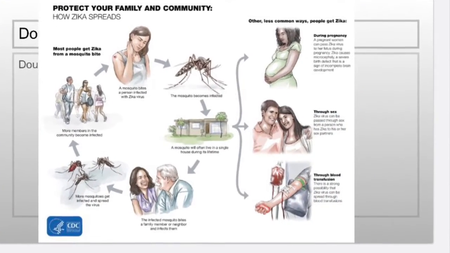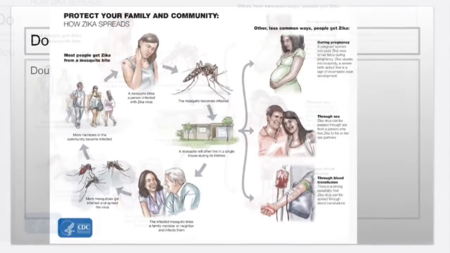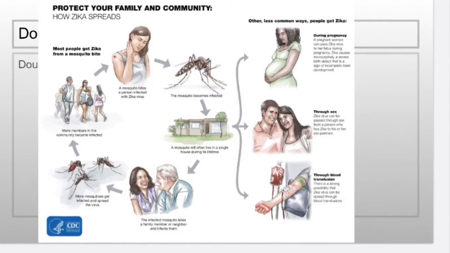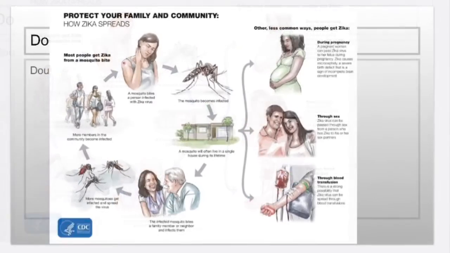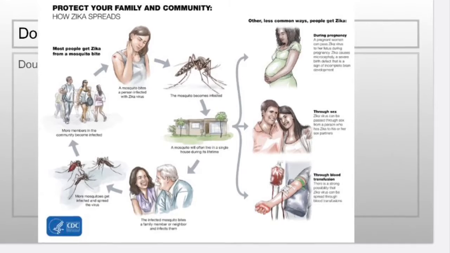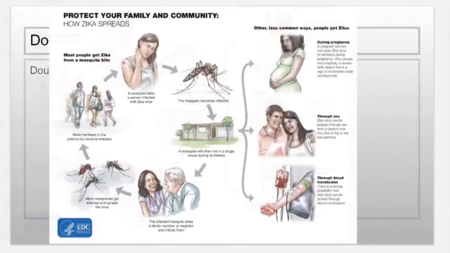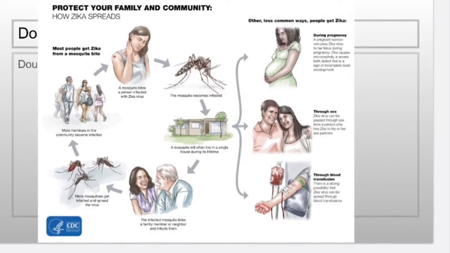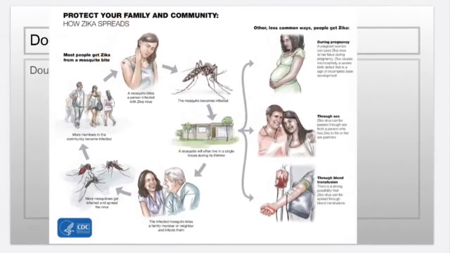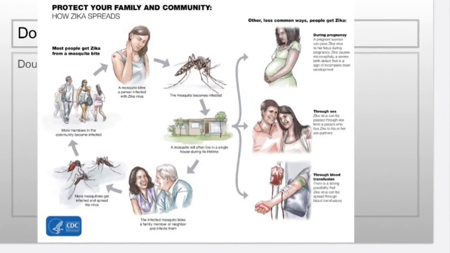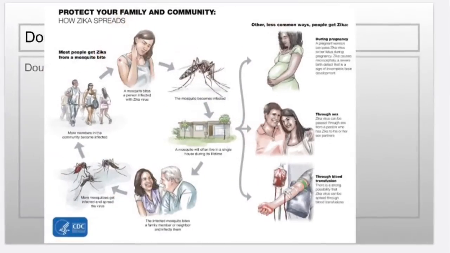In this slide, I put an image showing how Zika is spread, and this way you can protect your family and community. It shows the common way that you can get Zika and the less common ways to get Zika. The less common ways are during pregnancy, through sex, and through blood transfusion, and the common way is when a mosquito bites someone that is already infected.